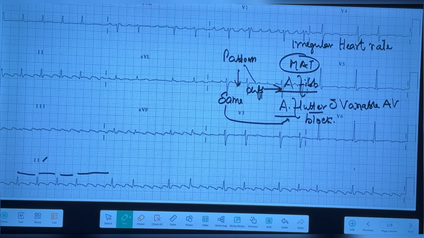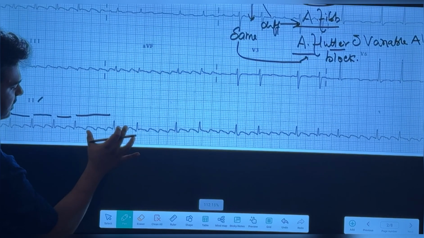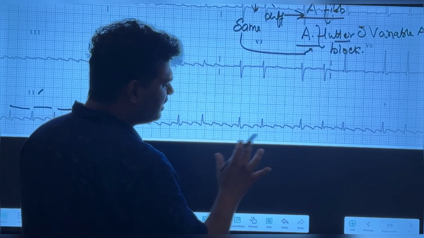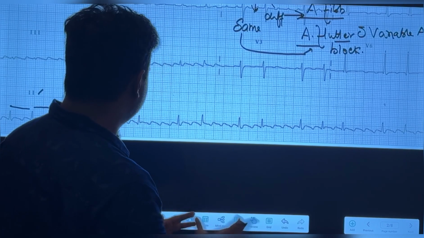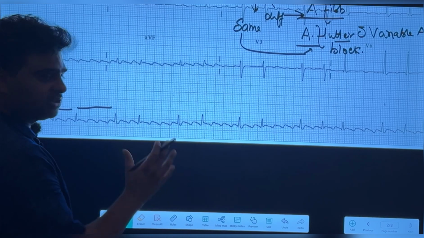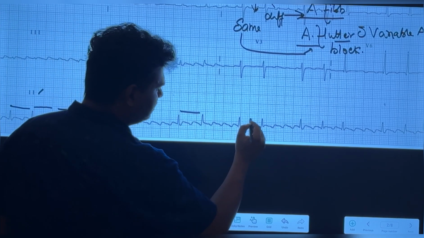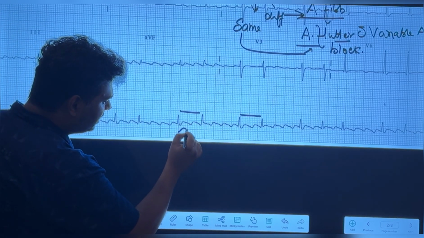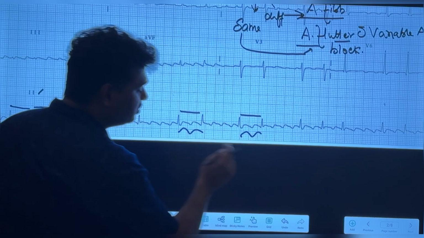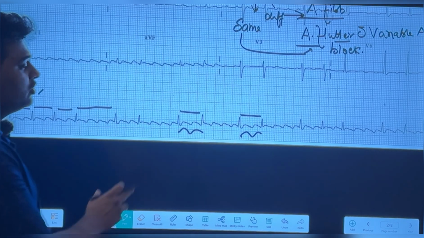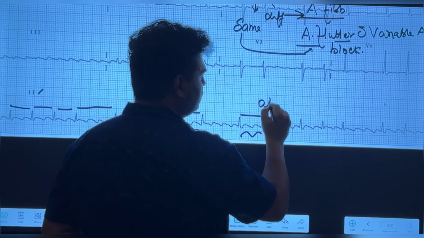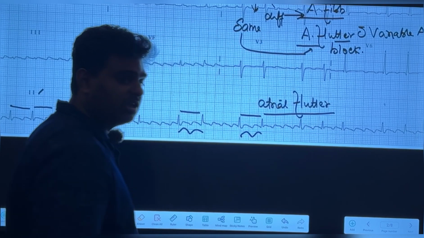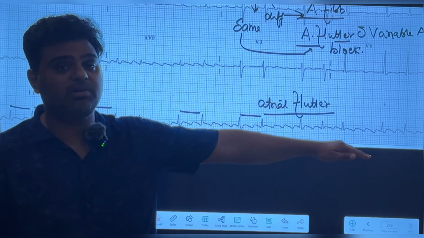Okay, now if we see the rhythm strip of this, let's take two RR intervals which have almost the same duration. For example, this and this, they have almost the same duration. Now see the pattern: its pattern is like this and its pattern is like this. So they have exactly the same pattern. So we know that this is atrial flutter. So, in spite of being in a hurry to diagnose this condition as atrial fibrillation, it will be a great mistake.